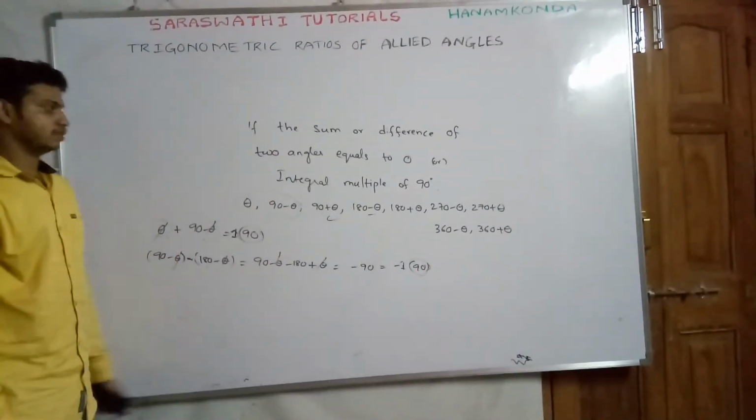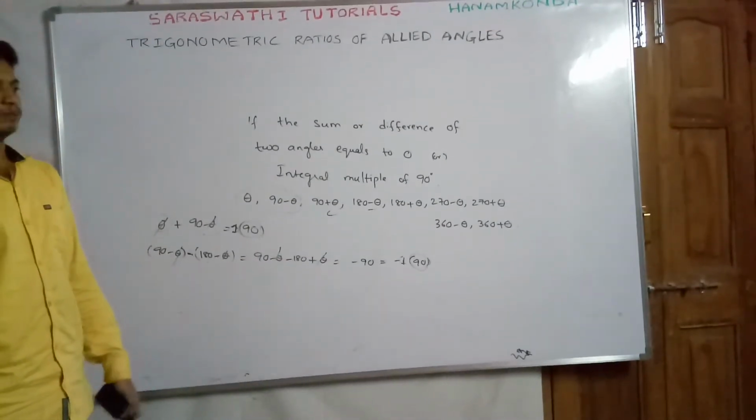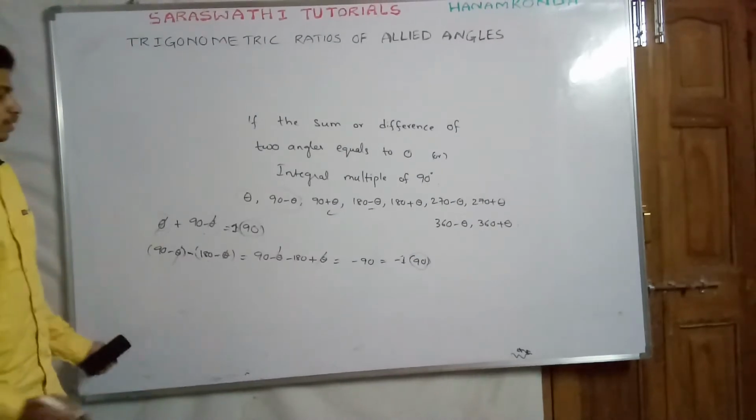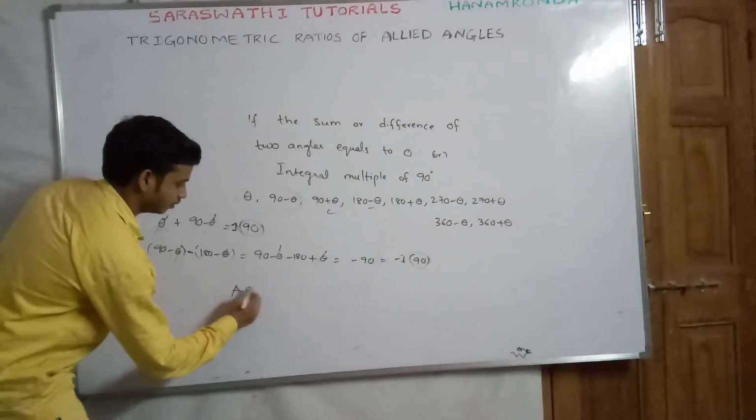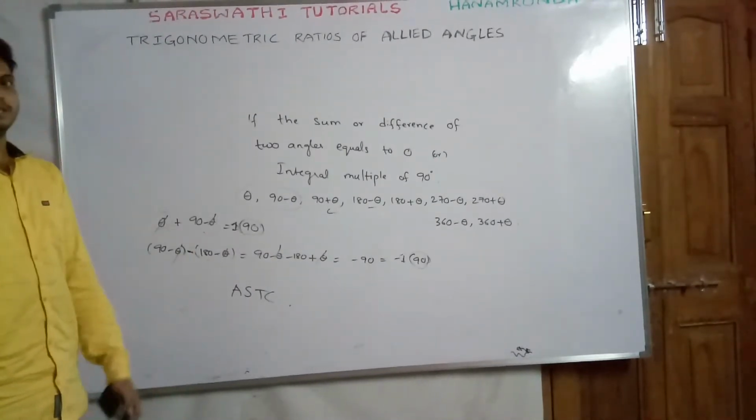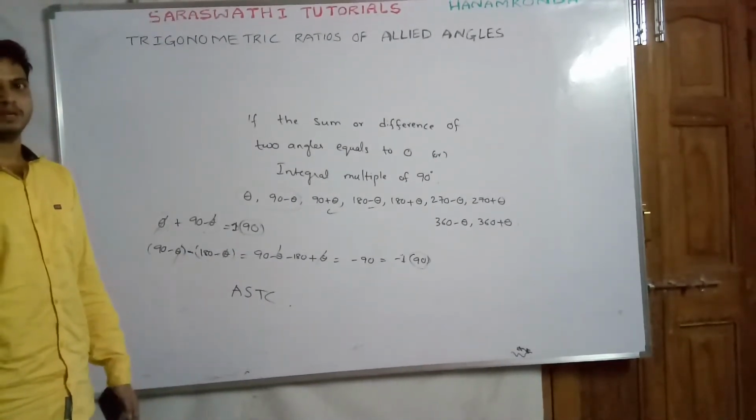So this is the basic idea regarding allied angles. Now we are going to deduce the trigonometric ratios of these allied angles by using the ASTC rule. So let us discuss now.